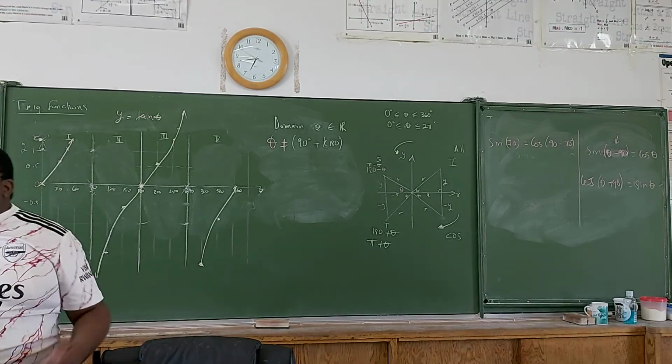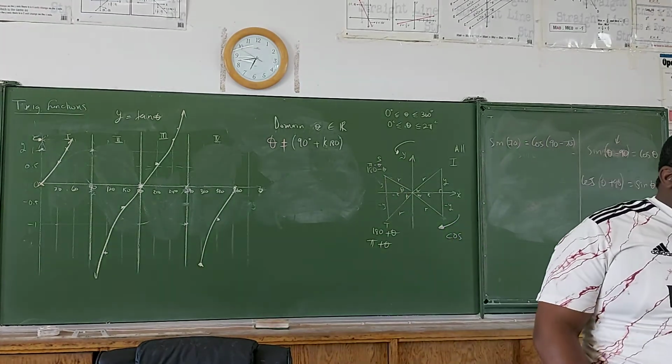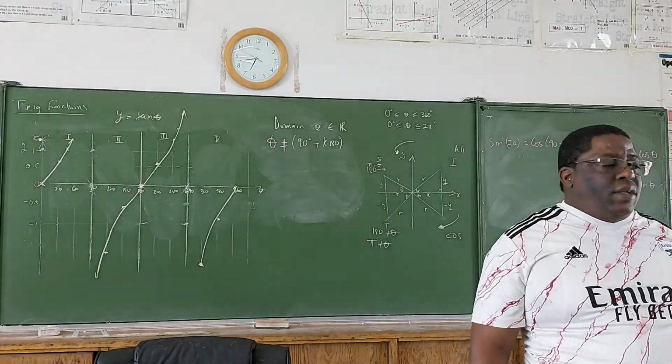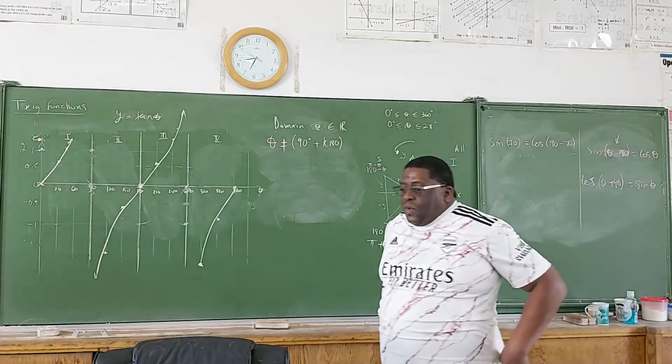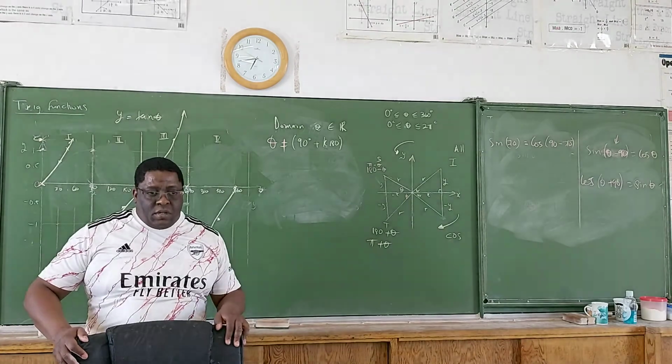So what is the period of a tangent graph? Just to do a quick recap. 180 degrees. Pi radians. Please be as familiar with pi radians as you are with degrees.